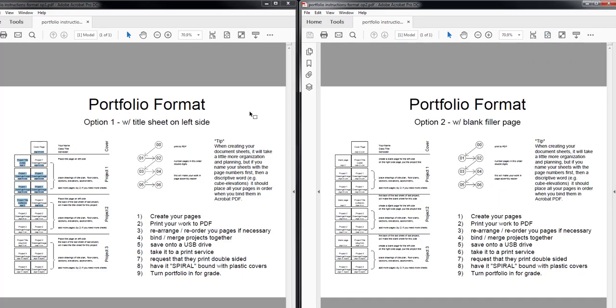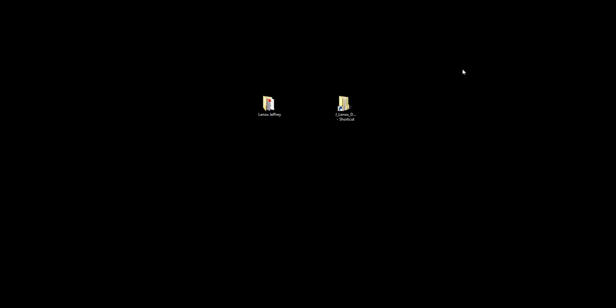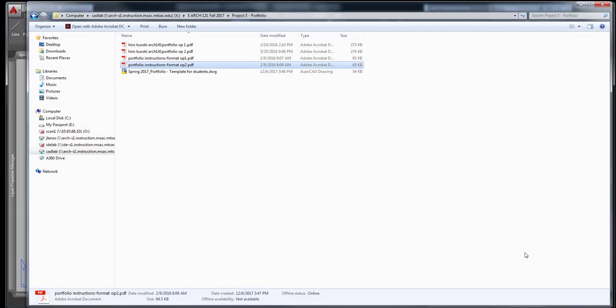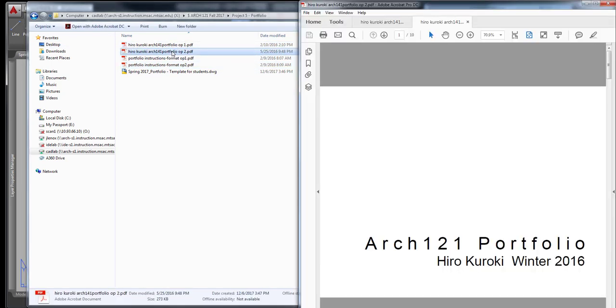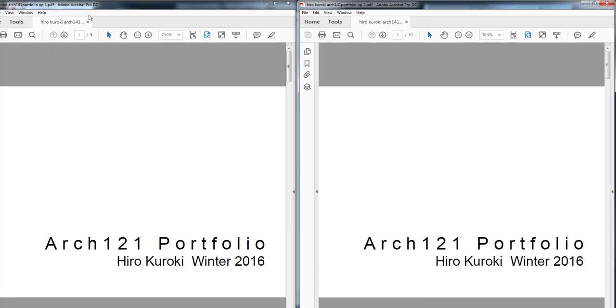Please choose one of the options. Again, this one is with the title sheet on the left side. This one's with a blank filler page. From that, we can look at the other pieces of information that I provided, which is a sample portfolio of option 1 and option 2. And again, we can look at these side by side as well.